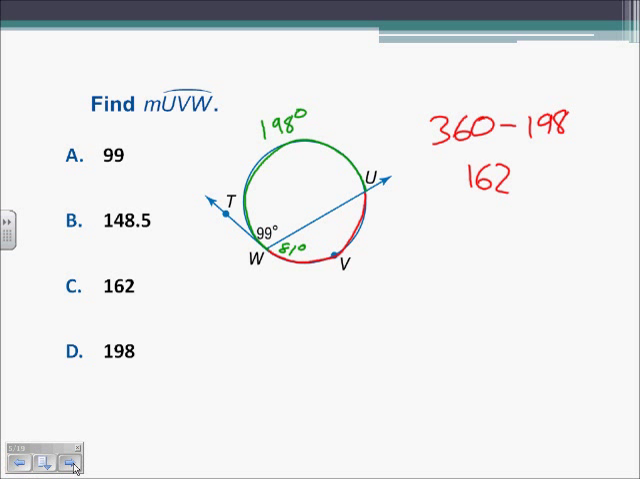The other way to find that would be to take the intercepted arc of the angle that they give us. They gave us 99. We could find that arc in green there is going to be 198. The rest of the circle is going to be 360 minus that 198. So then we would take 360 minus 198 to get 162 still. Either way, our answer is going to be C, 162.